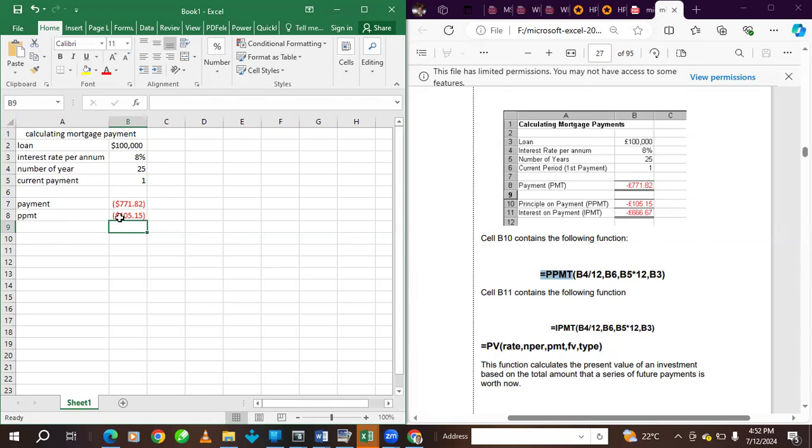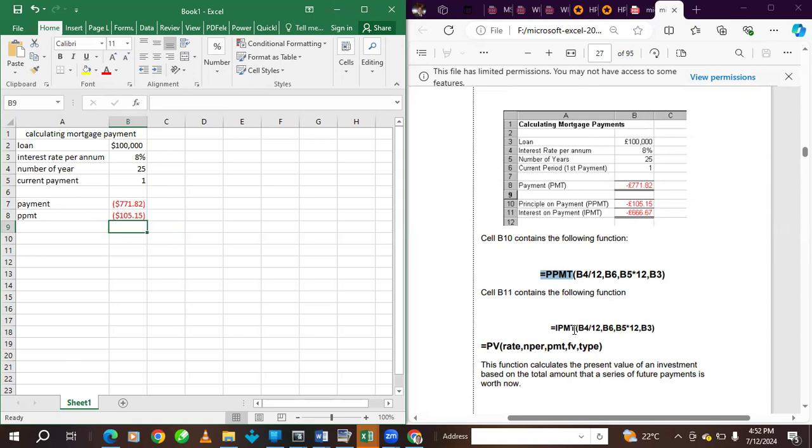771 minus 105. So in this case, it will be 666 point what? 67. But in this case, we can also use a formula to calculate IPMT. The IPMT, which we have also seen here, but for the clever person, you can just subtract the PMT once, and you will get the IPMT in this particular case.